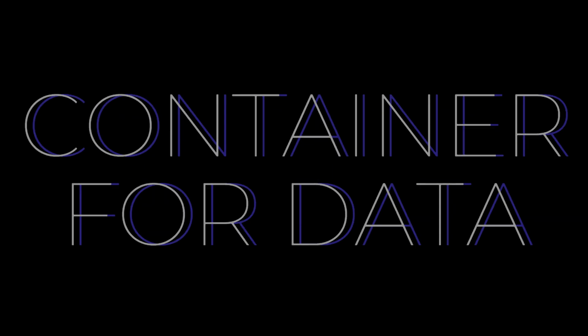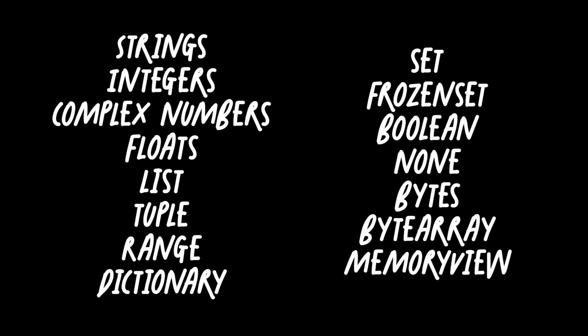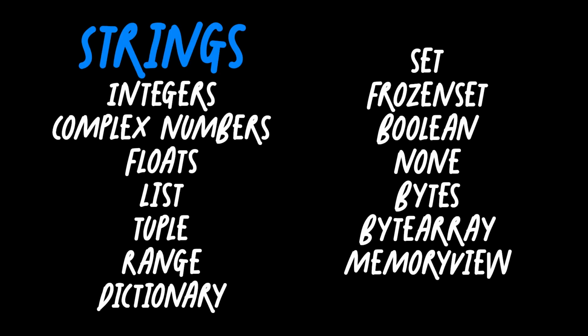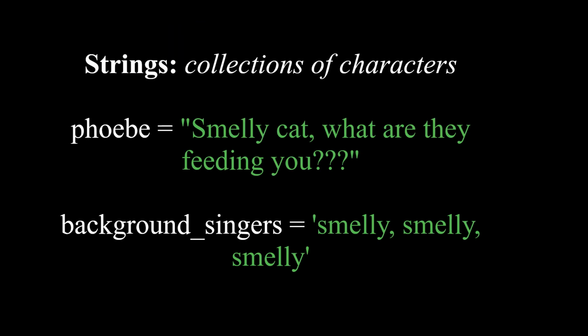Variables. What are variables? Variables are containers for data. What kinds of data, you might ask? There are many types of data. Let's take a look at a simple one, like strings. Strings are collections of characters initialized with either double quotes or single quotes.